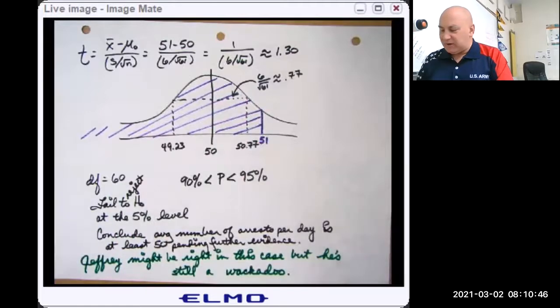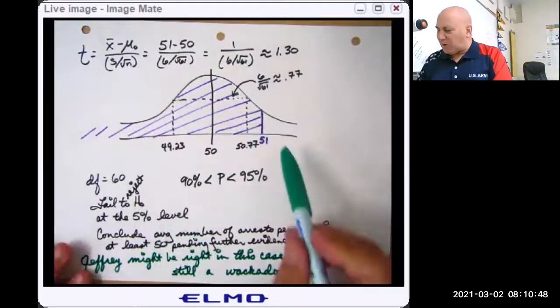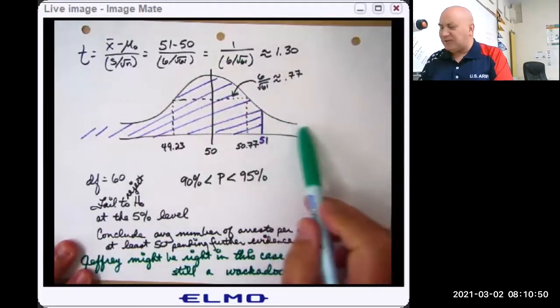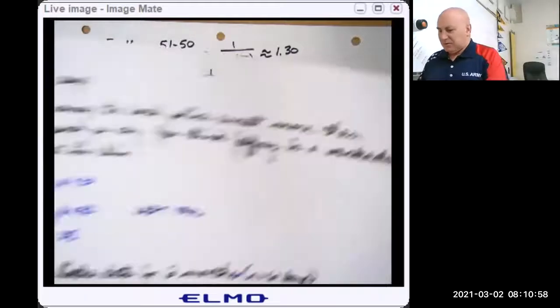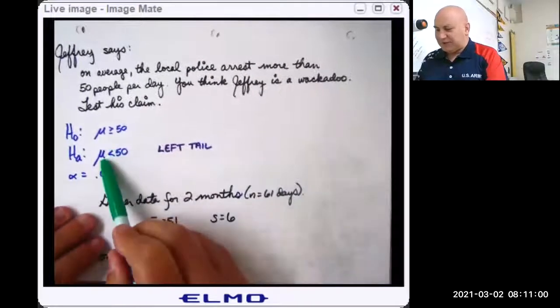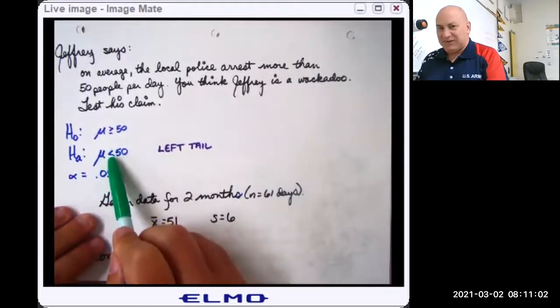And if you look, now here's a catch. Why didn't I shade this area out to the right? Can you answer that to yourself? Because the alternate hypothesis says mu is less than 50. So we're shading to the left.